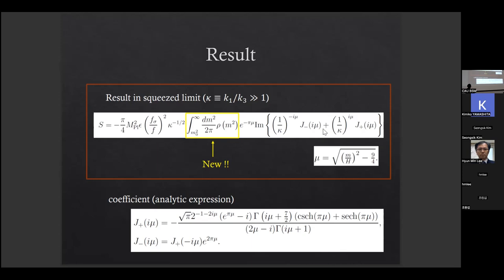You can see some oscillation signal, where the frequency is fixed by the mass of the sigma particle. This is the normal way. But because of this integration factor, we somehow sum up this tower of states by this kind of integration. This is a new expression. And I chose a simple diagram, so these complicated coefficients are completely fixed in this way.